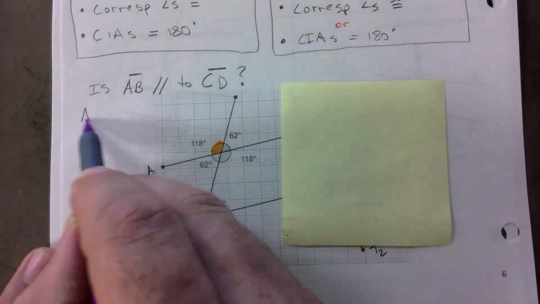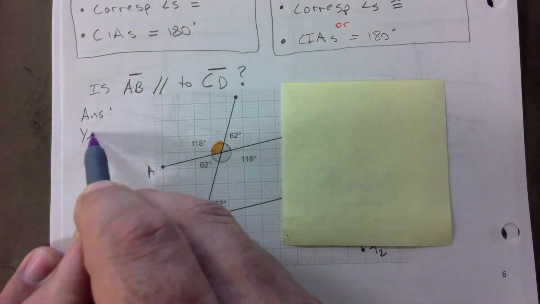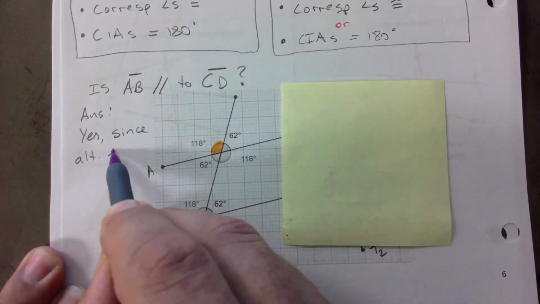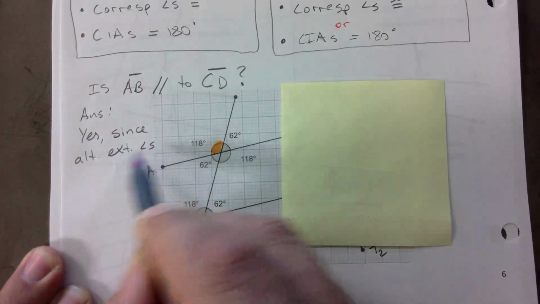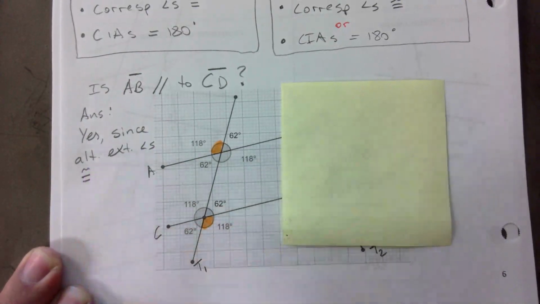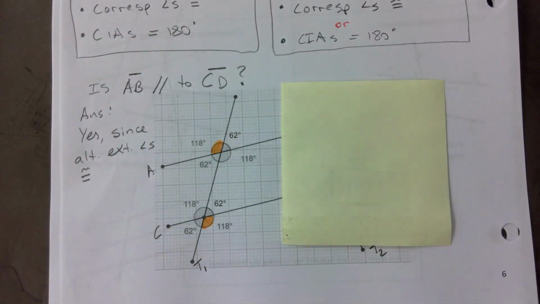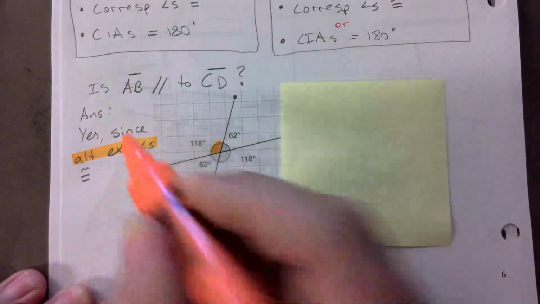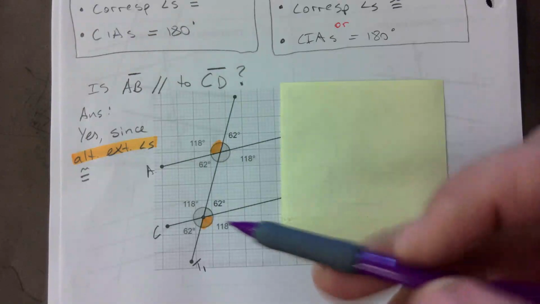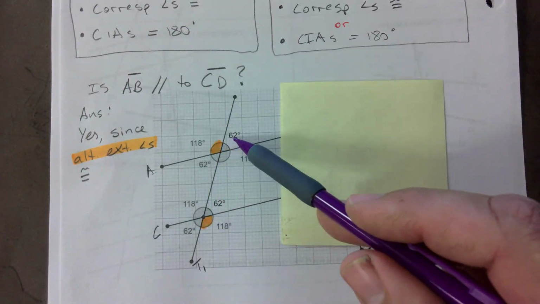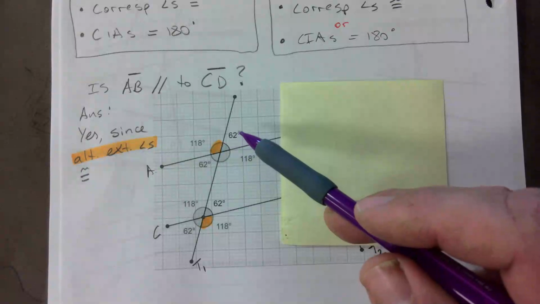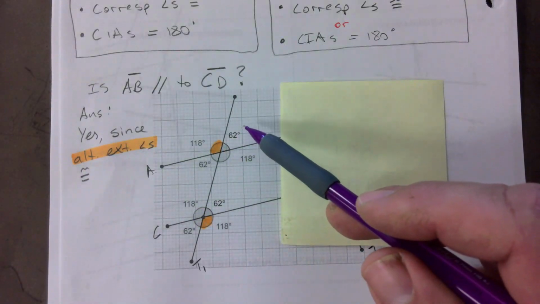So we can answer yes, since alternate exterior angles are congruent. You're done. However, could we go further? I'm just going to highlight alternate exterior angles in orange because that's what I use to identify them. Are 62 and 62 alternate exterior as well? And they're the same. So you could have gone with those two and had the same conclusion.